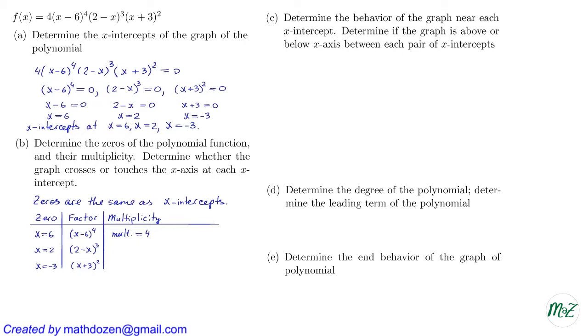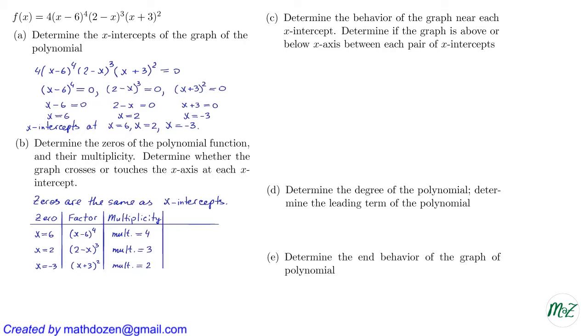The zero x equals 2 comes from (2 minus x) to the third power. It's going to have multiplicity 3, because of the third power. And the zero x equals negative 3 comes from (x plus 3) to the second power. So multiplicity is going to be equal to 2.